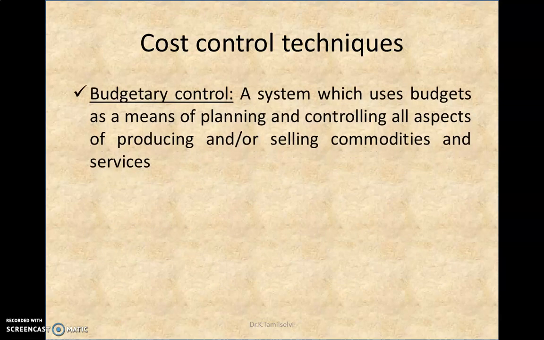Next control is called budgetary control, a system which uses budgets as a means of planning and controlling all aspects of producing and selling commodities and services. Budgetary control is a system of controlling costs which includes preparation of budget, coordinating the departments and establishing responsibilities, comparing actual performance with the budget and acting upon results to achieve maximum profitability. The comparison of budgeted and actual figures will enable the management to find out discrepancies and take remedial measures at a proper time.